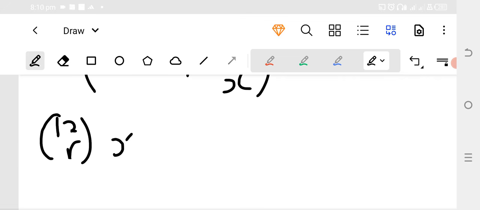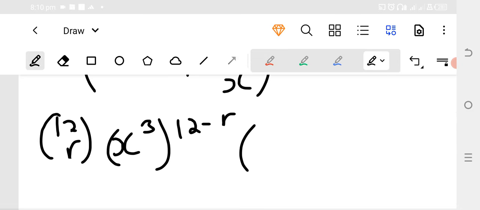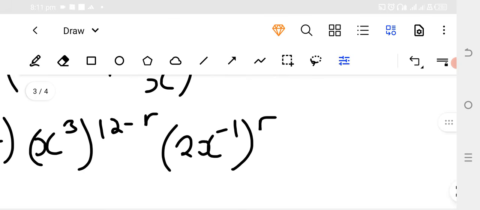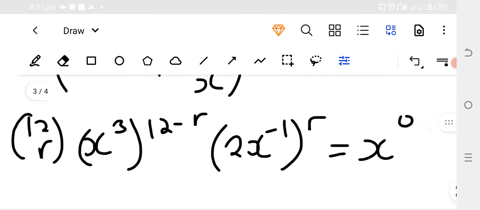Multiplied by x cubed, and then what do we do? We always say 12 minus r. What has remained this side is 2 over x, but to write 2 over x in exponential form, it would be 2 times x to the power -1. And then this is raised to the power r, following the combination rules. So this is the expression that we are having, which should give us the term independent of x, which is x raised to the power 0, should be our final answer in that particular case.